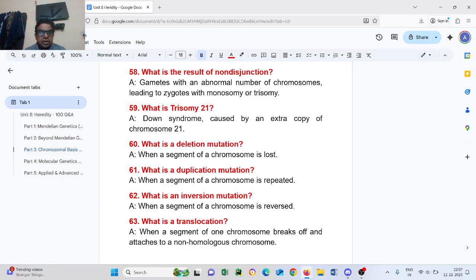Question number 62. What is translocation? When a segment of one chromosome breaks off and attaches to a non-homologous chromosome.